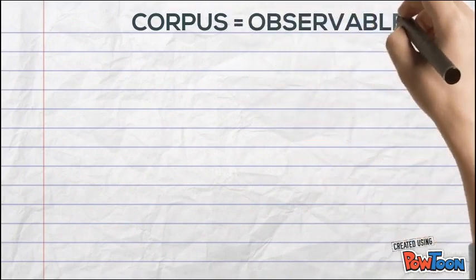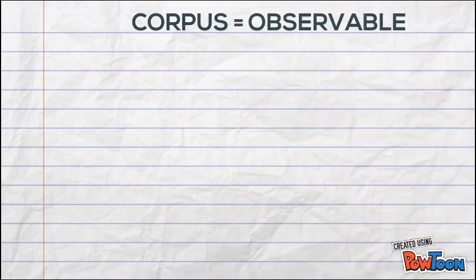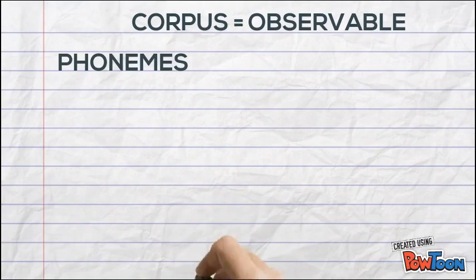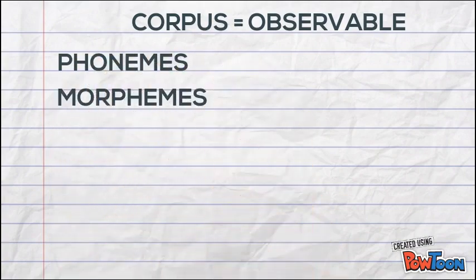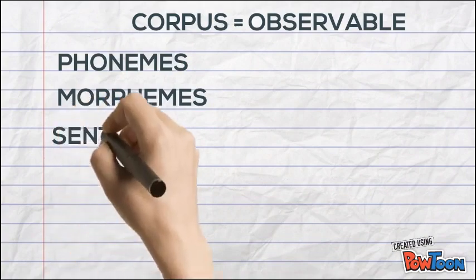So what did North American scholars consider to study in language? They established corpus as a subject of study for language, which is phonemes, morphemes, and sentence patterns.